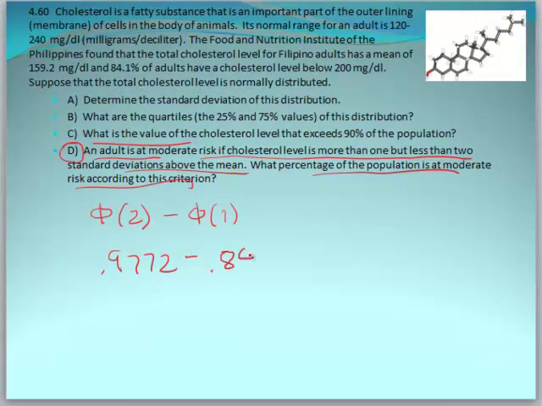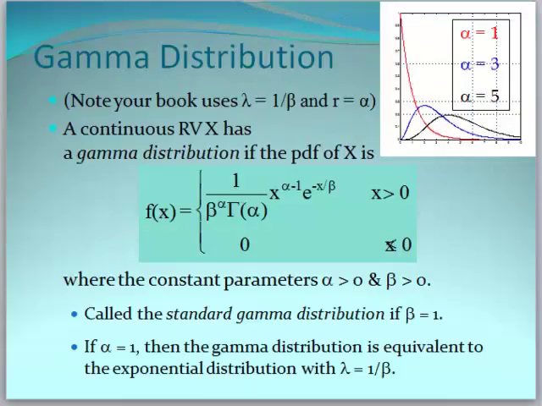0.8413, and when we subtract that out, we have around 0.1359, and that is the percentage of the population at moderate risk according to that criterion. Now let's move on to talk about some of the other different distributions that are available.